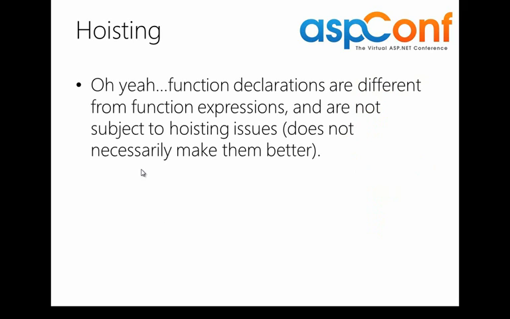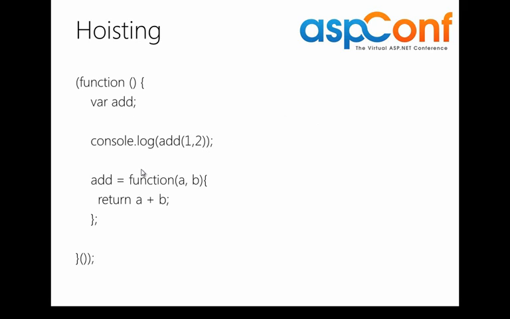So hoisting not only applies to variable assignments, it also applies to function expressions. But function declarations are not function expressions or assignments, and as such, they're not subject to these hoisting issues. But that doesn't necessarily make them better. There's issues about scope in this. We'll look at them later.